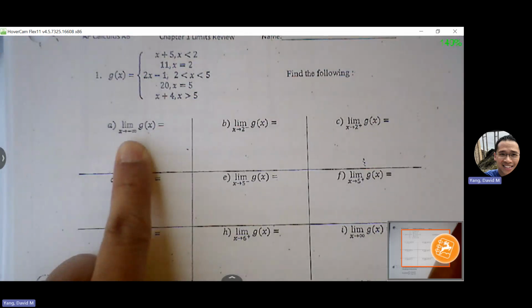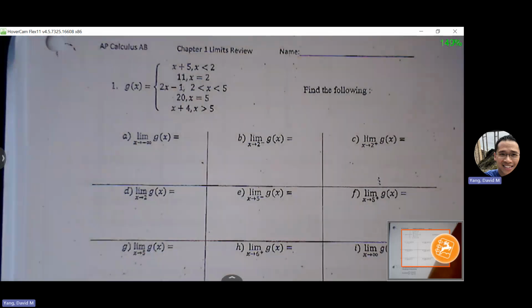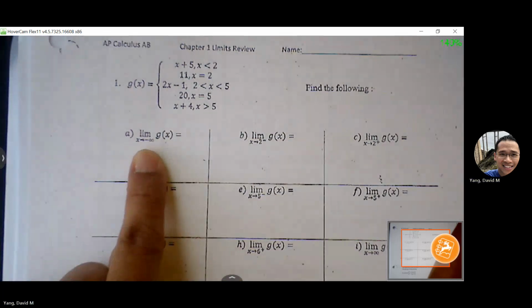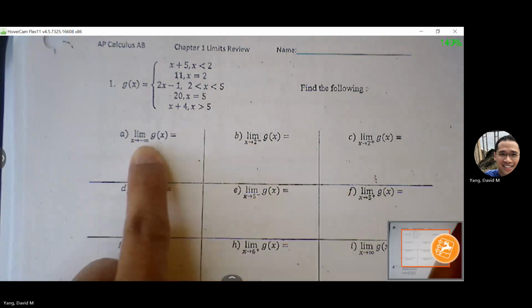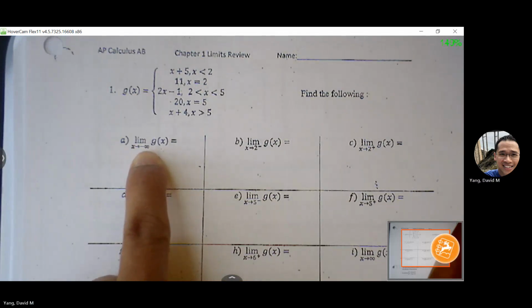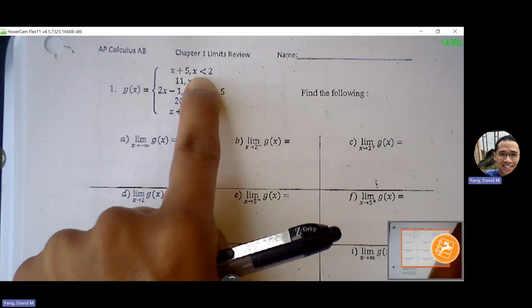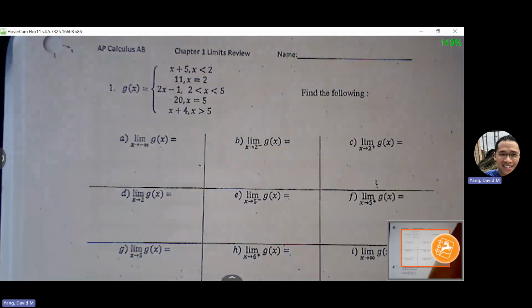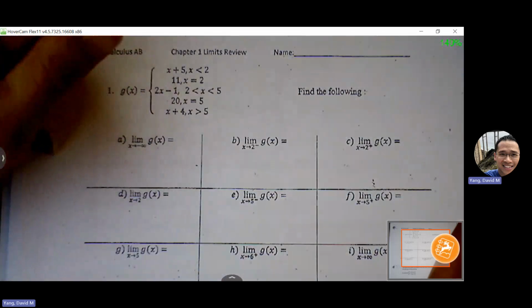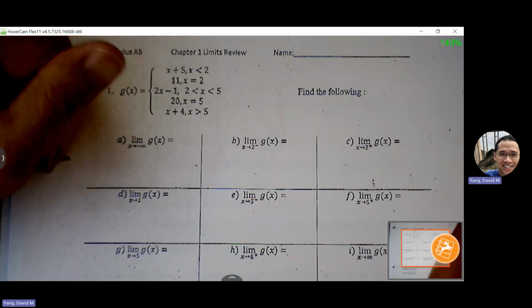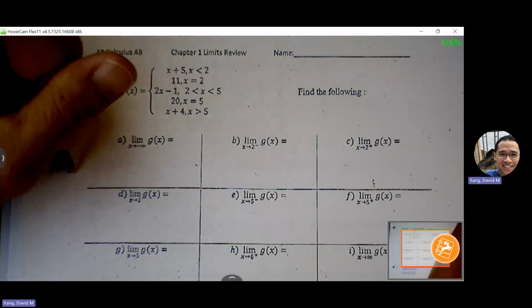So it says limit as x approaches negative infinity. Which piecewise is that going to associate with? Negative infinity. First one, because negative infinity is less than 2, right? So we're going to follow this graph all the way towards negative infinity. So we're going to write it this way. Limit as x approaches negative infinity.